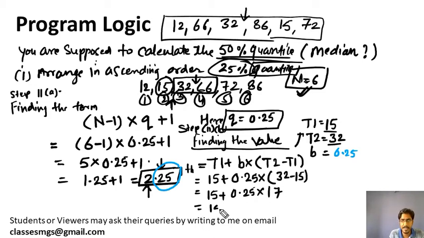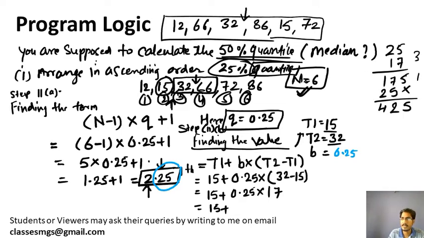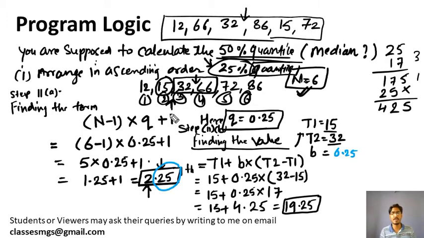17.15 plus 0.25 is multiplied by what value? 70. So it will be around 4.25. Okay, you will be adding then 19.25. 19.25 is the value that we will be getting for the quantile 25%. So this is how you can use these formulas to calculate the quantile 25%. Okay, now we will see how can we calculate the 75% quantile for the same data set.